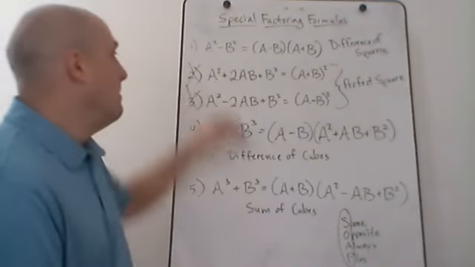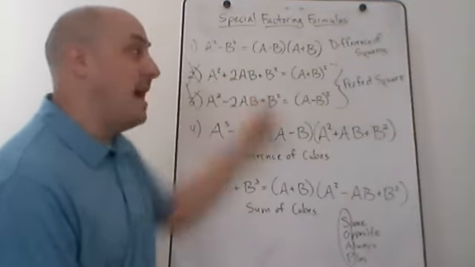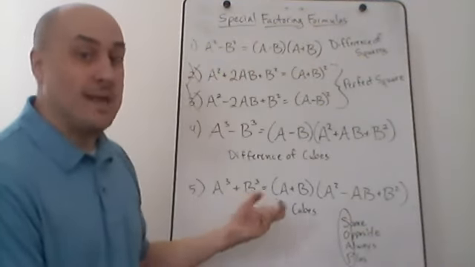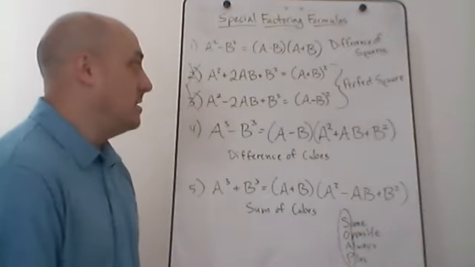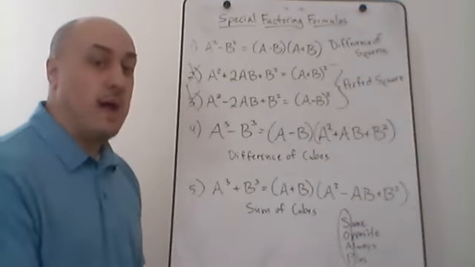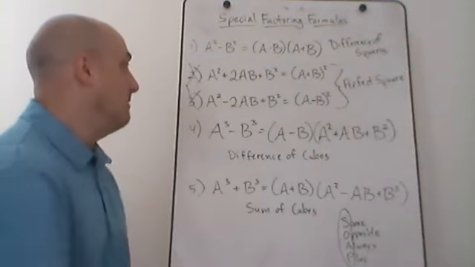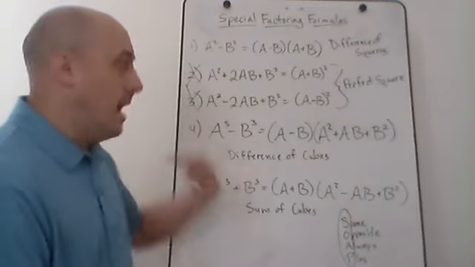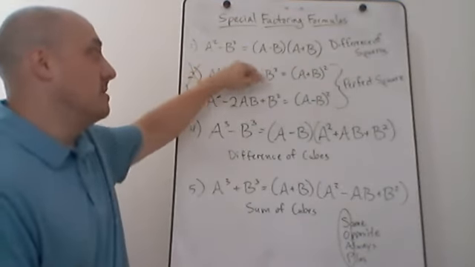You take basically the square root of each one of those terms, and you make two factors with those, and one of those factors gets a minus in the middle, the other one gets a plus in the middle. That is how you factor a difference of squares. I'll be doing another video after this one where I do a few examples of using some of these formulas. But that's just the difference of squares formula.